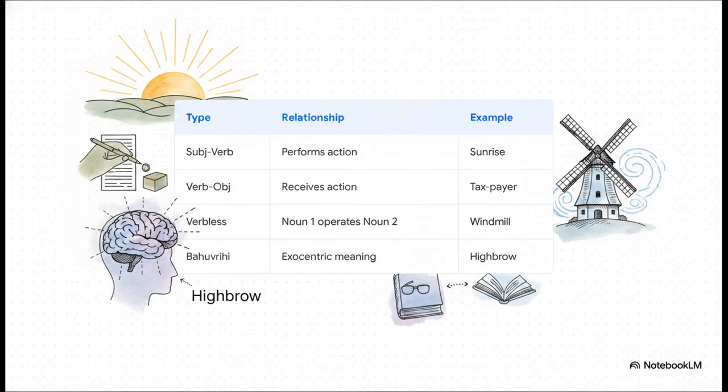But I want you to pay special attention to that last row. Bahuvrihi compounds. This is a crucial concept. These are exocentric compounds, which means the whole word refers to a separate external entity that isn't actually named in the compound itself. So a highbrow doesn't mean a physically tall forehead, it refers to an intellectual person. The meaning sits completely outside the structural parts.